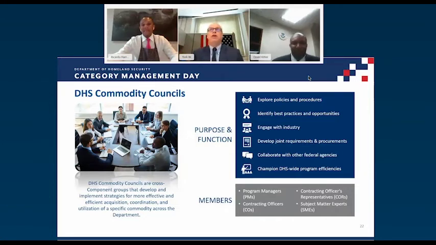As Mike mentioned, all these commodity councils meet monthly. We have a vibrant agenda and great participation. I have to say that these members come every month, or if they don't come, they send an alternate. But as you can see, it's a general description of what we do. We look to make more efficient acquisition, coordination, and utilization of specific commodities across the department. So that's kind of the purpose and function.